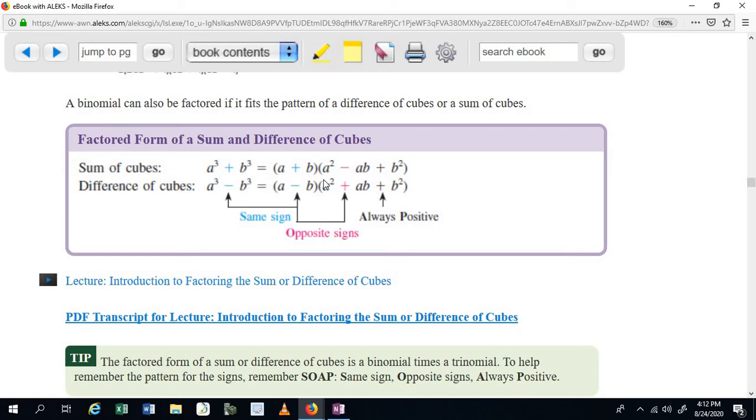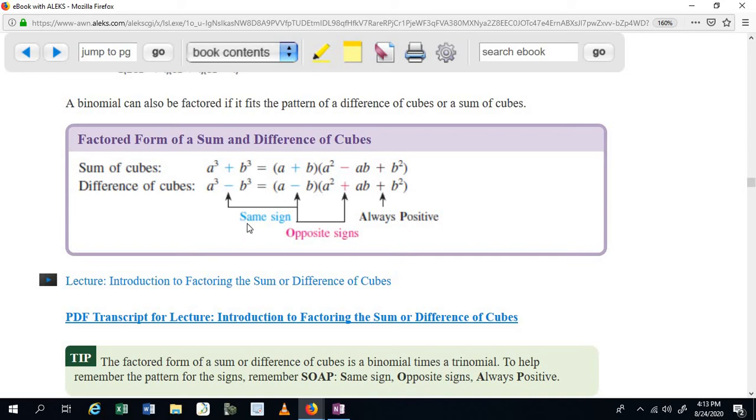Now, one way of remembering these different sign changes, I think you can see there's a pattern here, but one way of remembering the sign changes is these two are the same sign, then these are opposite signs, and then this last one is always positive. And let's see if it's true for this one as well. Same sign, opposite sign, always positive.